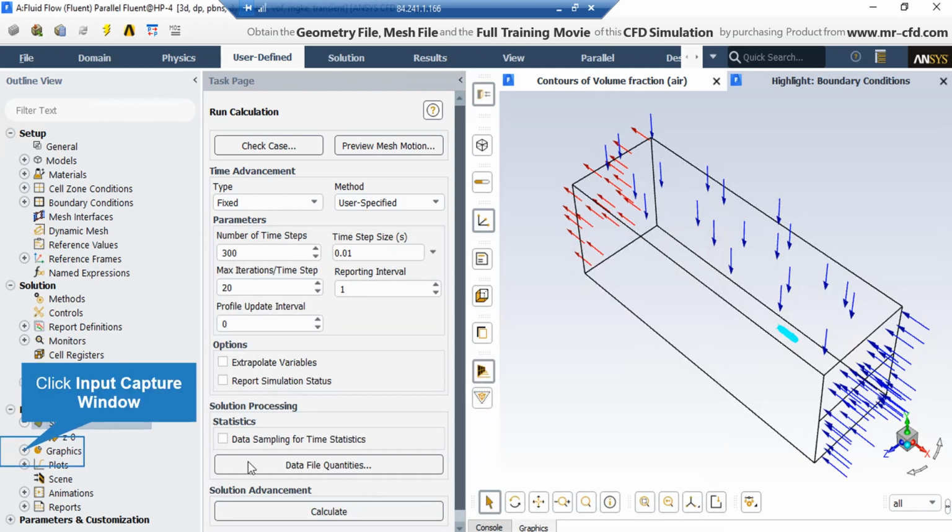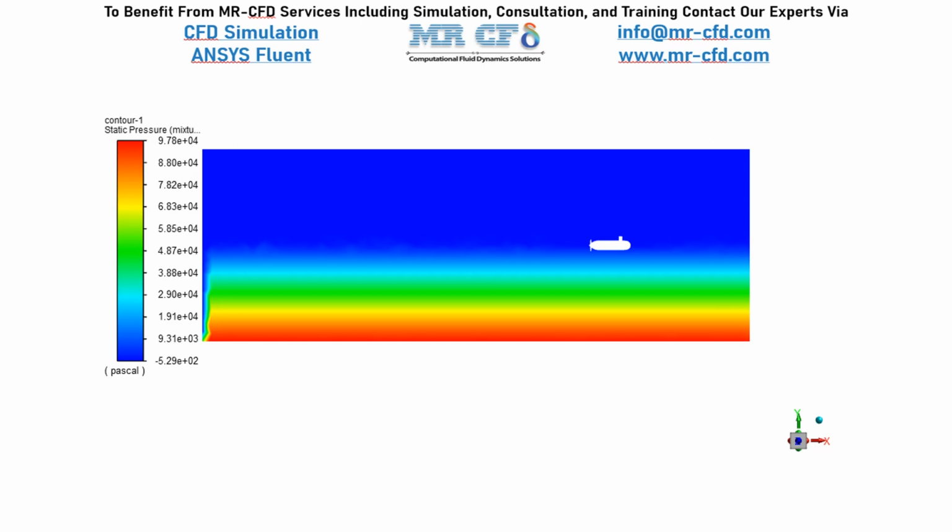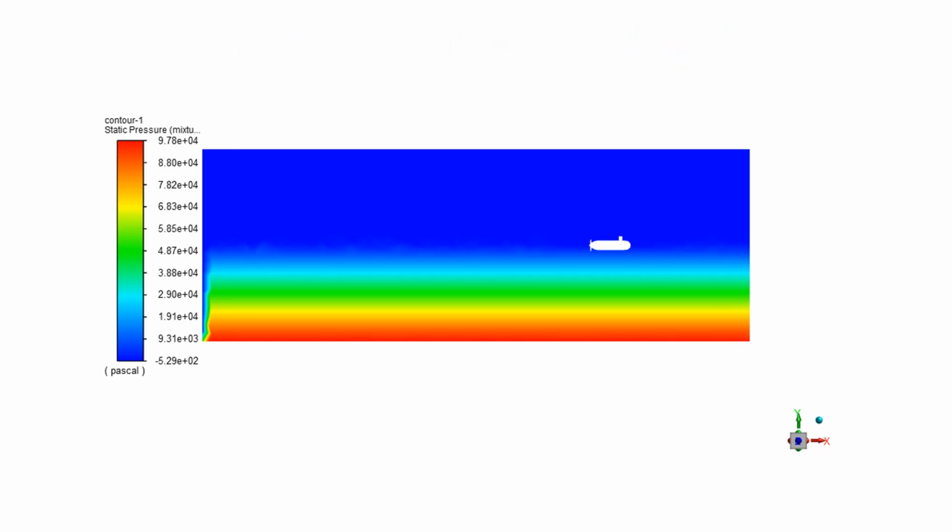Now, in order to extract 2D contours, we expand the Graphics section, go over Contours, right click on it, and then select New. Now in this slide, you can see the pressure distribution inside our computational domain, and you can easily see the hydrodynamic pressure distribution causing our submarine to float over the water.